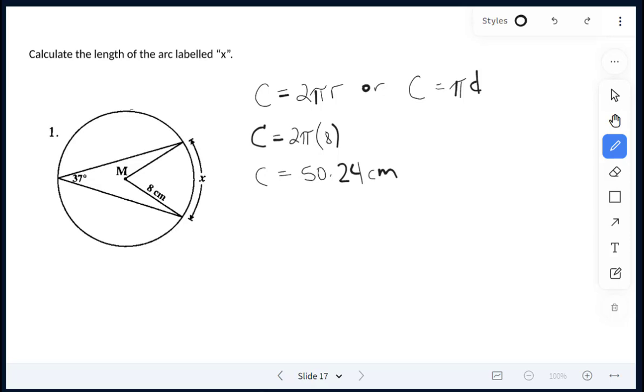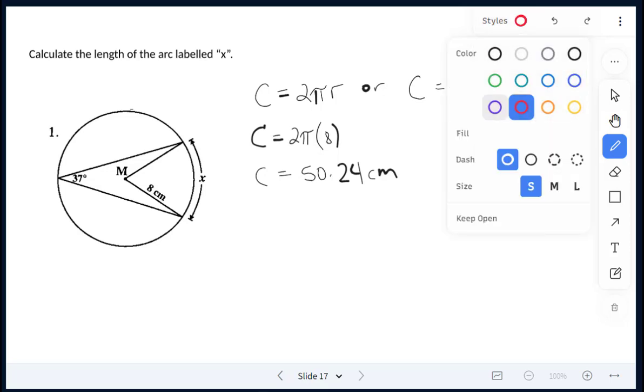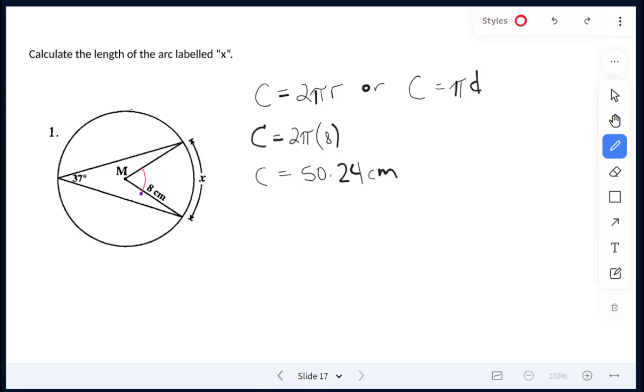The next thing we have to do is figure out this angle here to figure out the arc length. So using our theorem of inscribed angle and central angle, if this is 37, this angle would be double that. So this angle would be 37 times 2, which is 74 degrees.